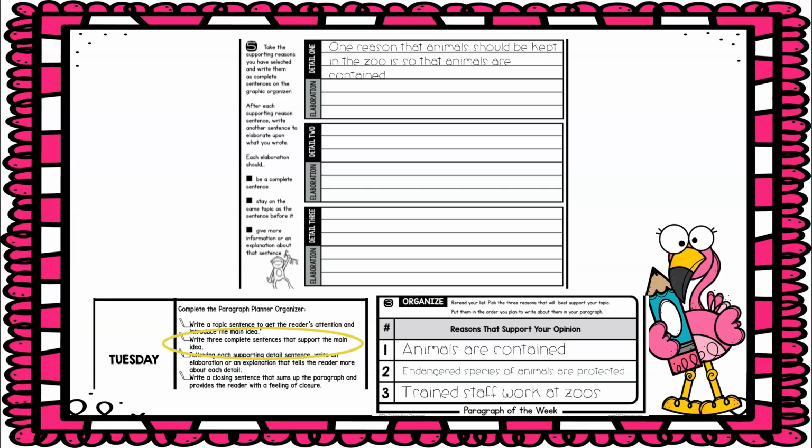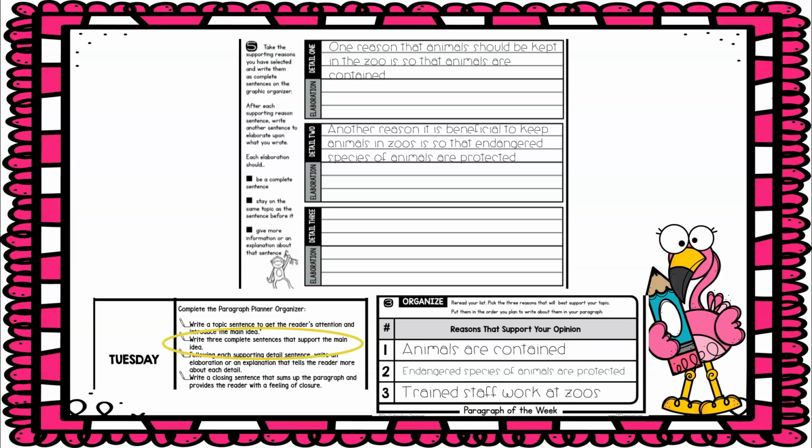Now I am ready to move on to the next idea that was in my planning sheet from yesterday. We can see that the next idea I had written down was endangered species of animals are protected. Now I can turn that into a complete sentence. This time, when I am starting my sentence, I want to make sure that I use transition words so that my paragraph has a nice flow to it. Here is the sentence I came up with to support my second reason. Another reason it is beneficial to keep animals in zoos is so that endangered species of animals are protected. Finally, I'm ready to write a sentence for the last reason that I had listed on my planning sheet.